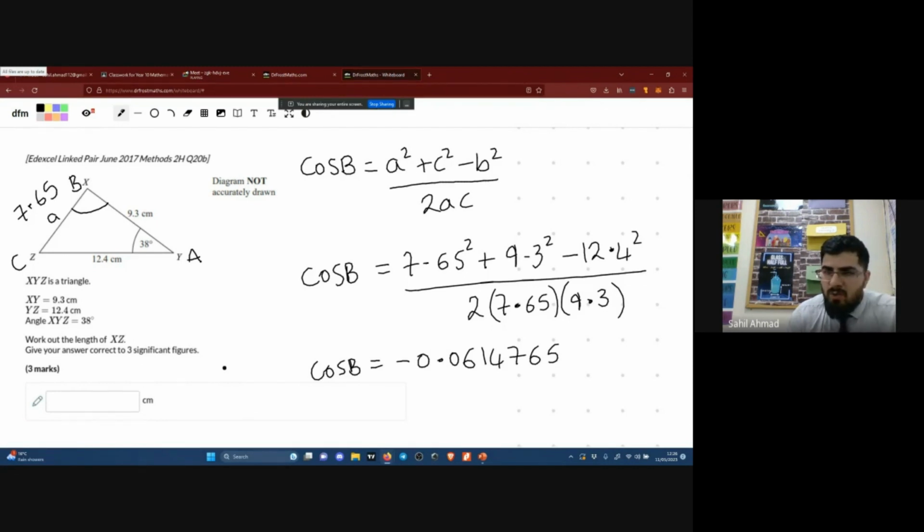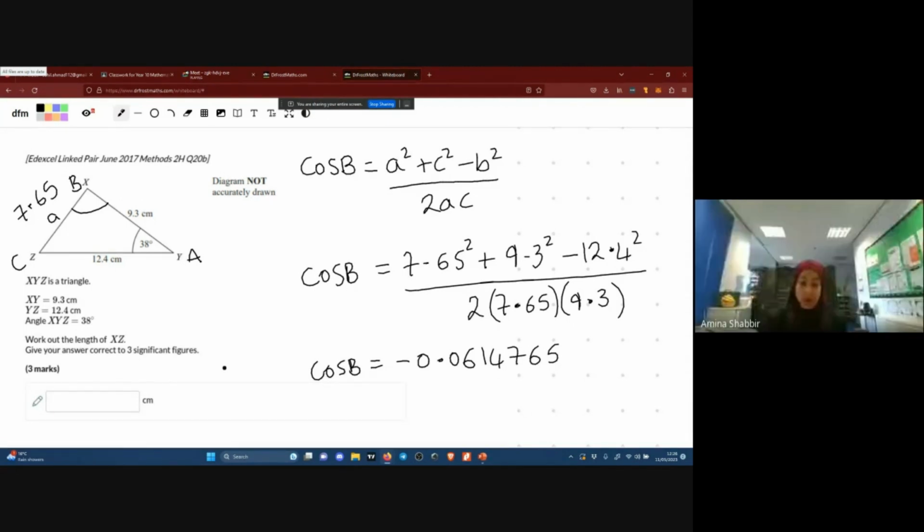No, it's fine. Actually, b squared is 12.4. That's fine, I apologize. All over 2 times a, which is 7.65, times c, which is 9.3. That looks fine. Now, what's the final step, Amina, to actually get this to be an angle? What do we do from this step onwards?